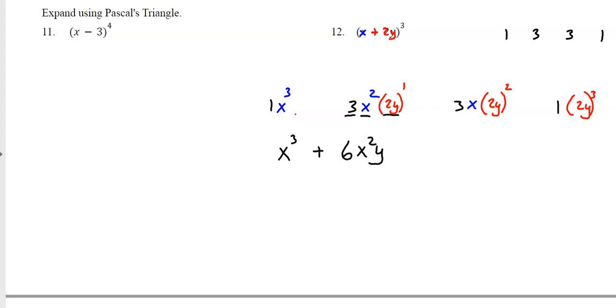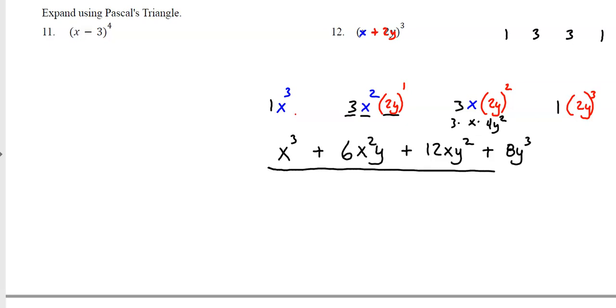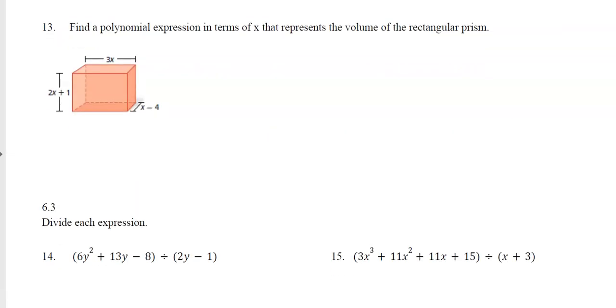2y squared, 2y times 2y is 4y times 3 times x. So that's 12xy squared. And then the last one, 2y times 2y times 2y, that's 8y to the third. Final answer, boom. All right, moving right along, what do we got here?